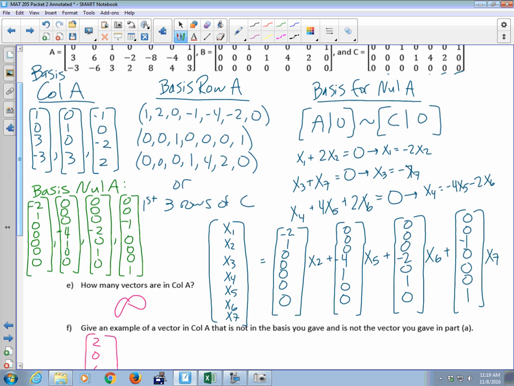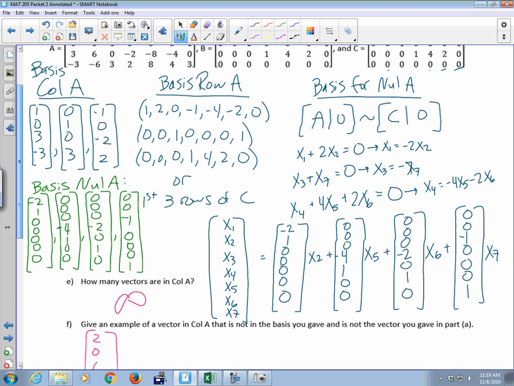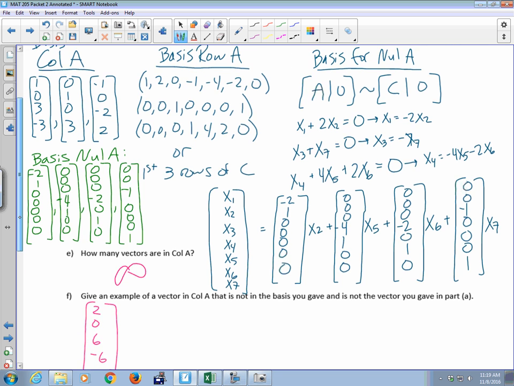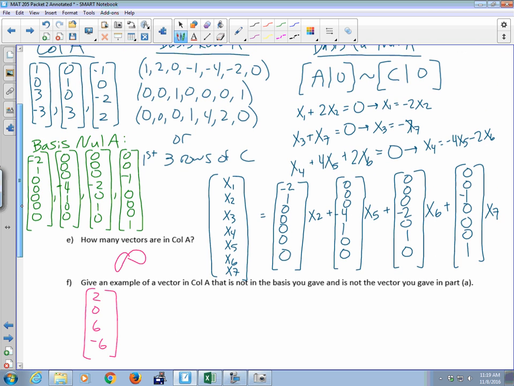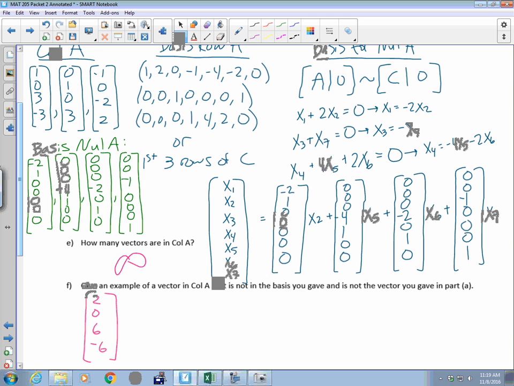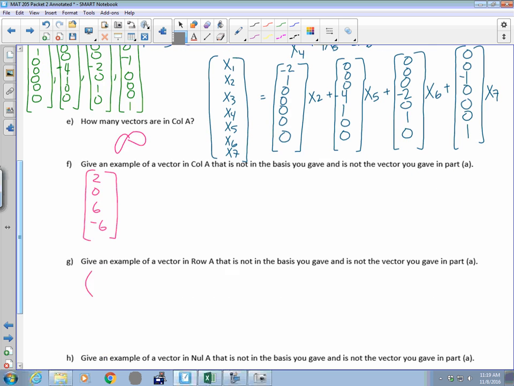Any multiple of them. How about a vector in the row space that's not in the basis? Same thing. You could take any multiple of the ones I gave you. You could add 2 of them together, take a multiple and add it to another. So let's see, what did I do? I think I added the second 2 together, and I got 0, 0, 1, 1, 4, 2, 1.